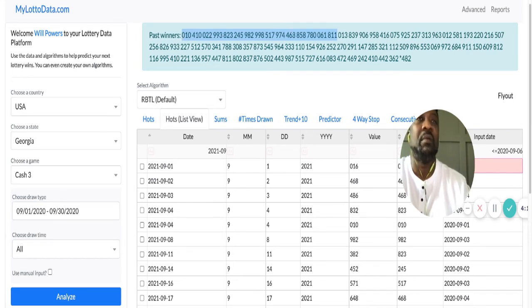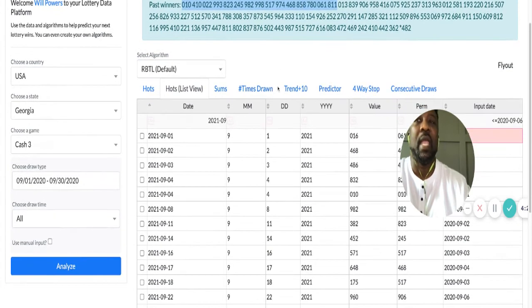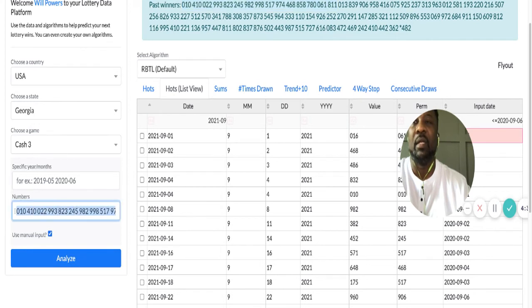So that's 15 numbers because Georgia has 3 draws per day. So we got that. This is the first 5 days. And just to show you that I have it, I'm going to copy it here into this screen, right? All right. We got that.